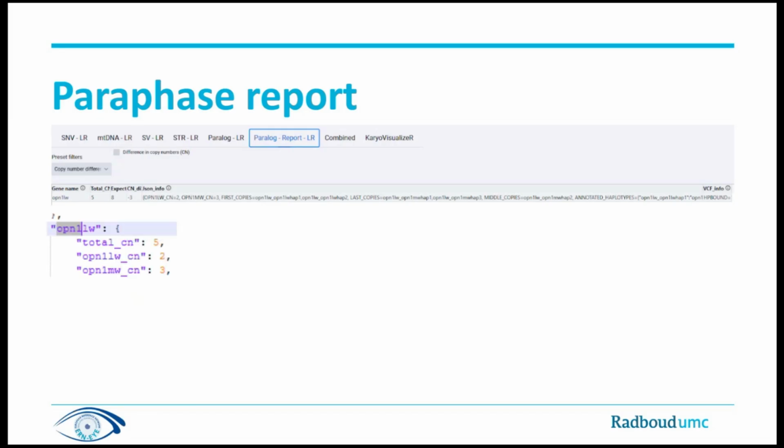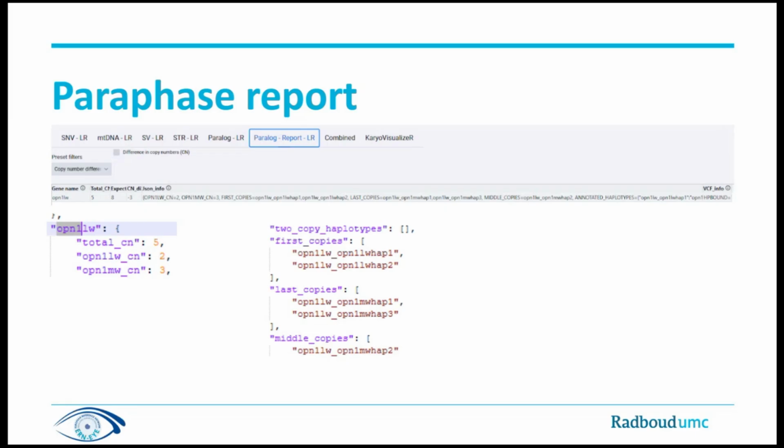First, the total, the OPN1-LW and the OPN1-MW copy numbers are given. Our clinical case has 2 OPN1-LW genes and 3 OPN1-MW gene copies, which is consistent with what is often found in females.